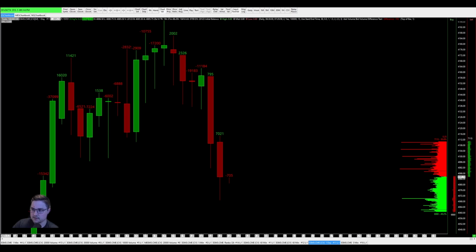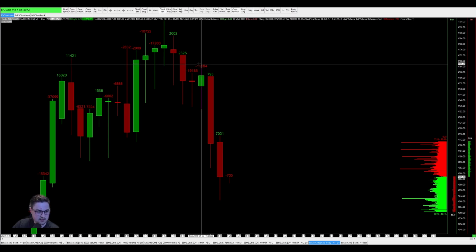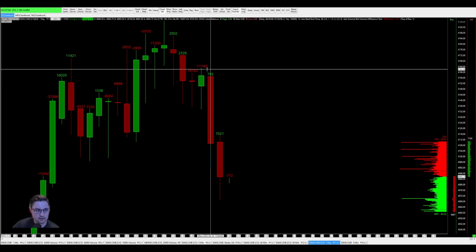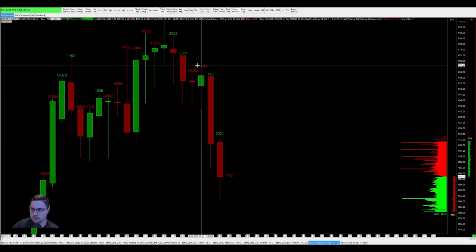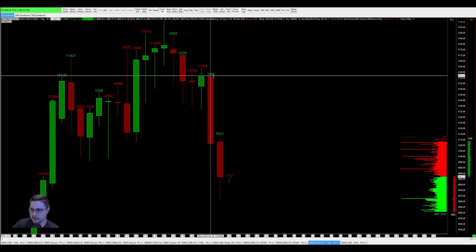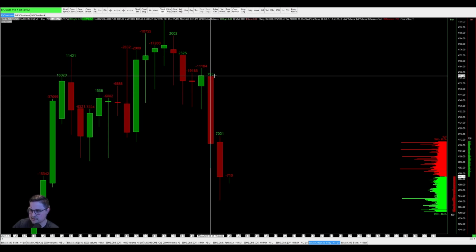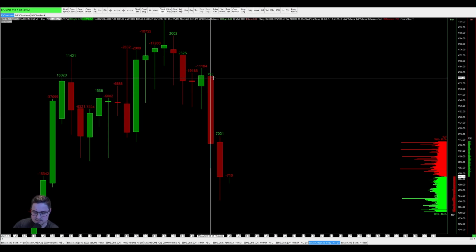On the delta, this was on Friday, I believe, right here. Yep, Friday. There was 11,000 negative delta, even though the bar is green, and then it just sold off. And right now, for example, this is a pretty balanced bar. This is almost the same amount of buyers and sellers.